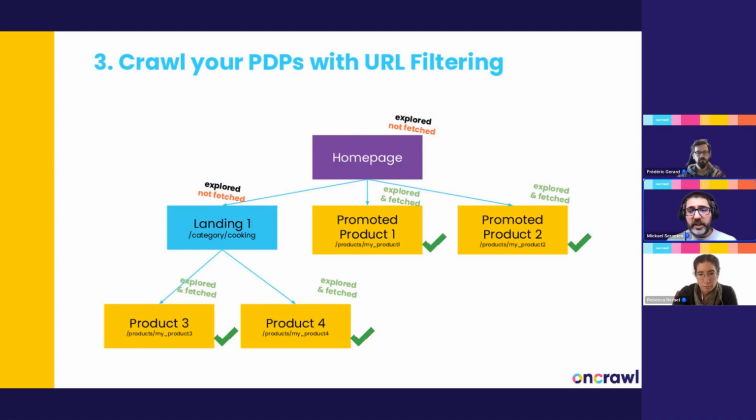The promoted products 1 and 2 will be explored and fetched. The landing page will be explored, sorry, but won't be fetched. So we will follow links pointing to your products. And with this feature, we'll be able to explore any links pointing to your PDPs, even if the origin page is not matching the pattern you want to crawl. So that's the perfect feature for that use case.